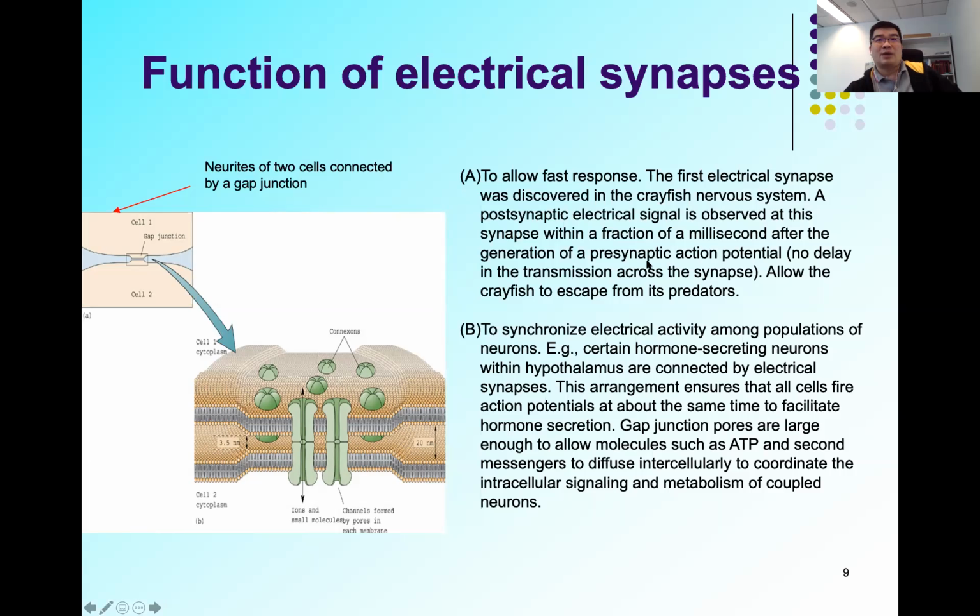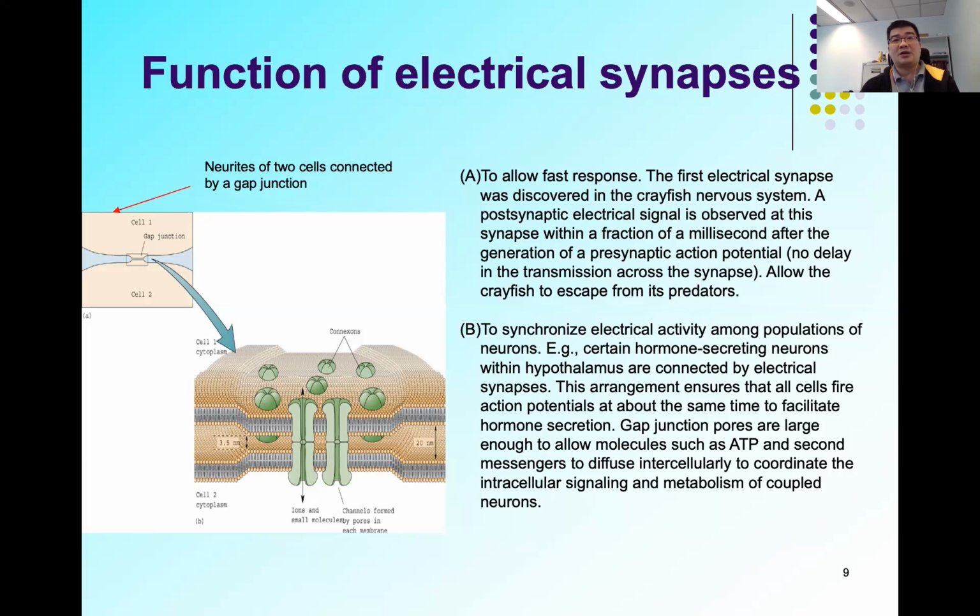In some cases it will be an action potential, for example in the crayfish nerve. So you know what crayfish are? They're small, like freshwater lobsters. When they escape, they flip the tail, and that is through the electrical synapse. Because when they escape, they need to be very fast, otherwise they will be caught and eaten. So that's in really primitive animals.